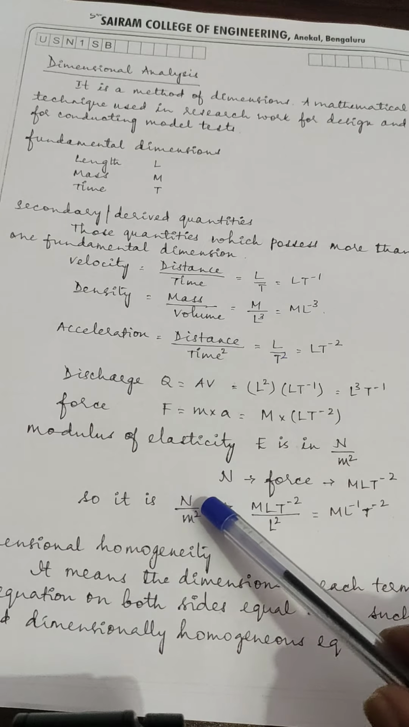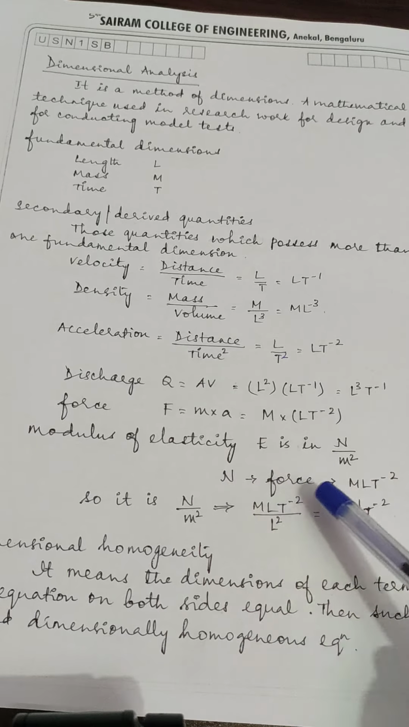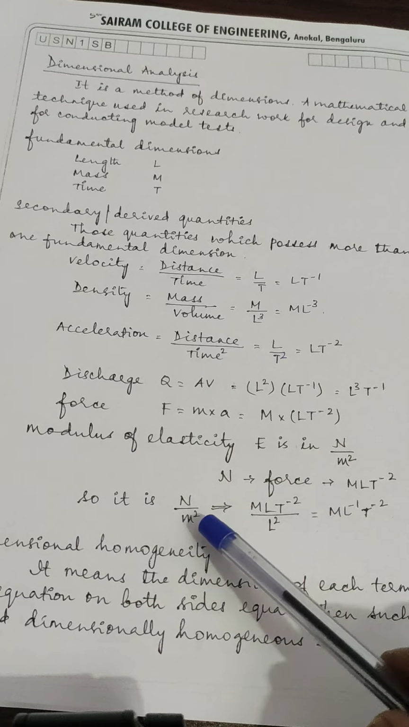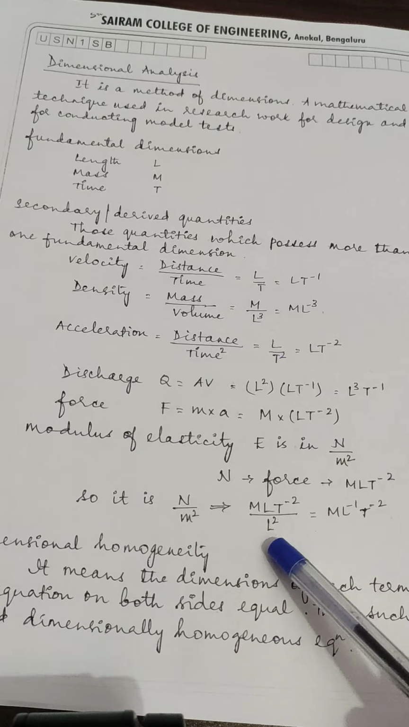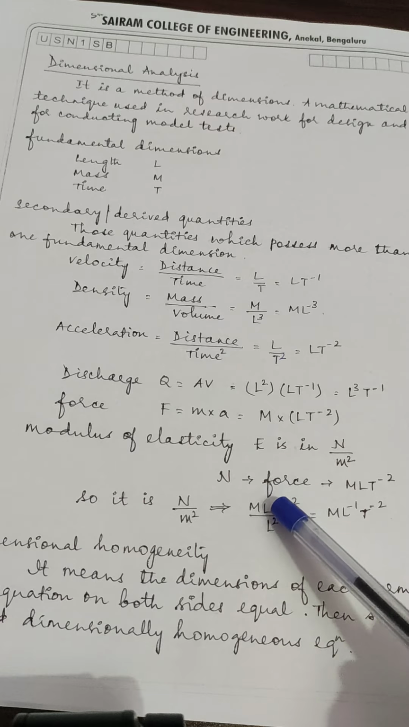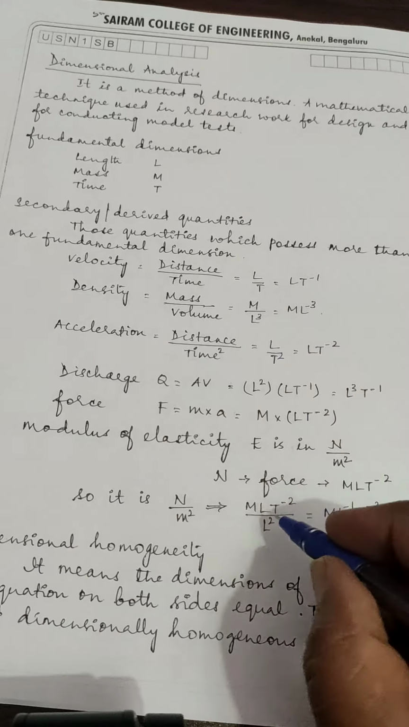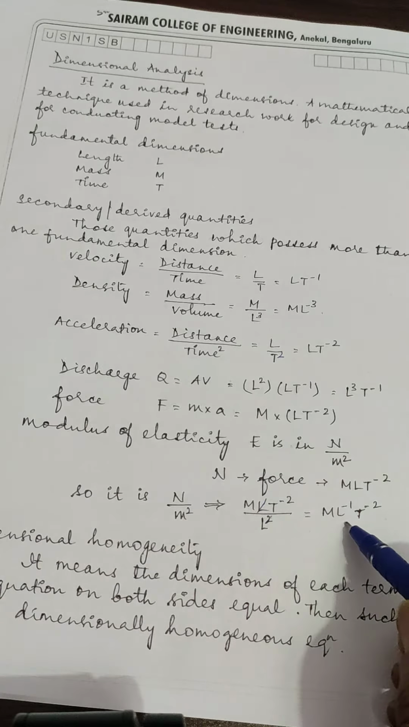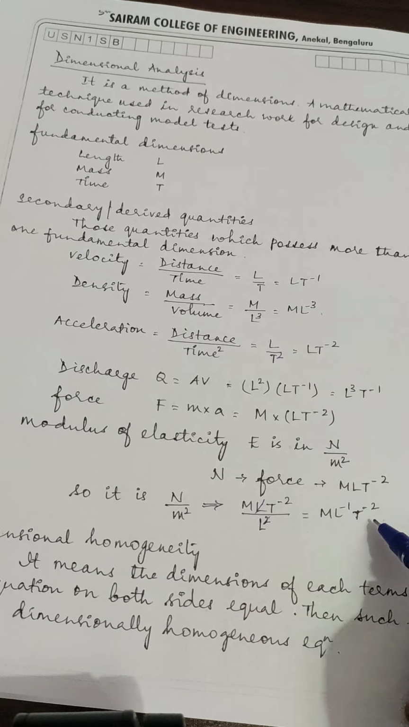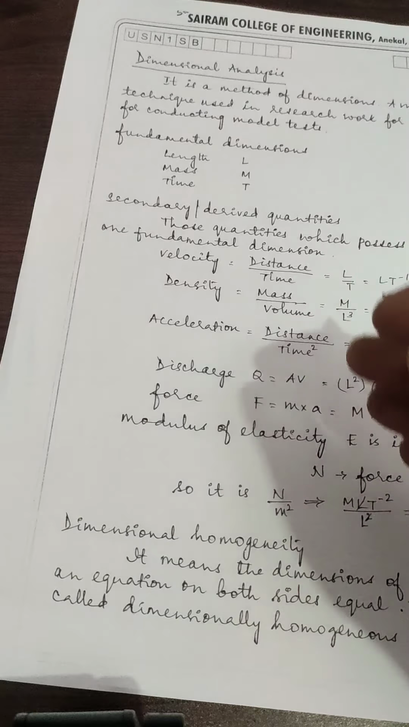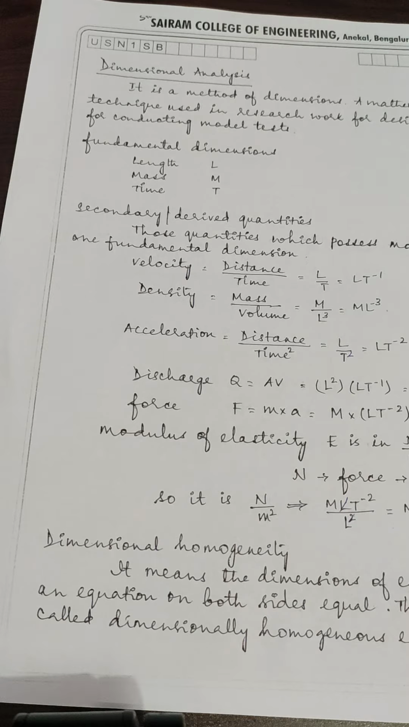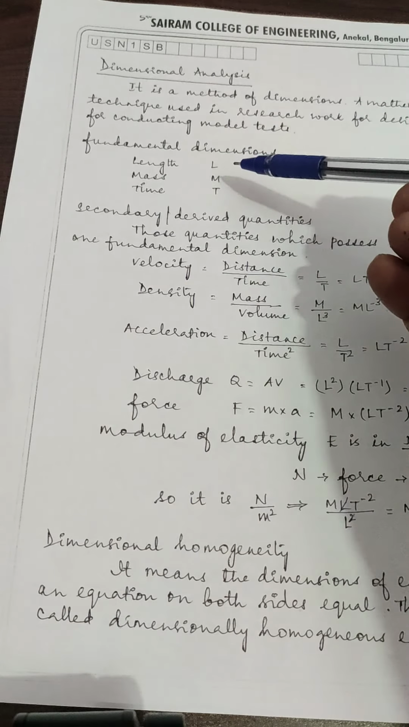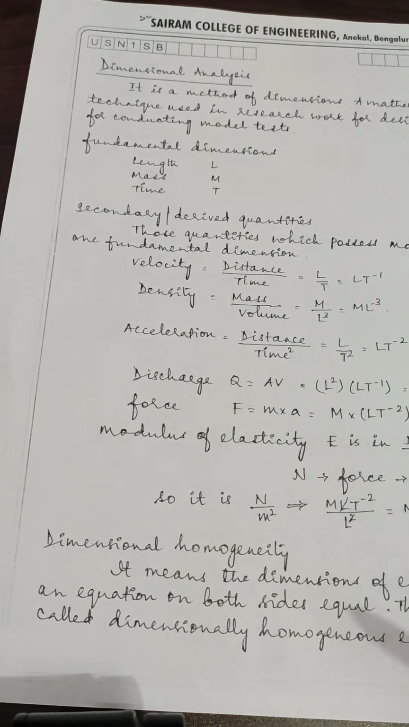Modulus of elasticity is in Newton per meter square. So Newton can be written as M L T to the power of minus 2, and meter square is distance square, so that can be written as L square. Now one L gets cancelled with one L here. So it is M into 1 over L, which can be written as M L to the power of minus 1 T to the power of minus 2. So these are taken as secondary or derived quantities where we have used one or more of the fundamental dimensions, that is length L, mass M, and time T.